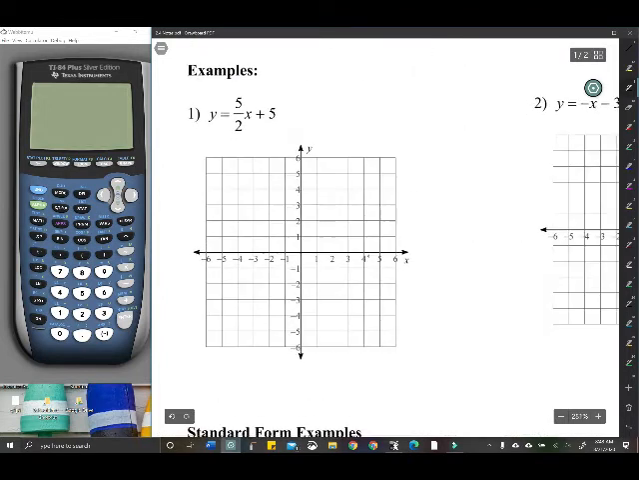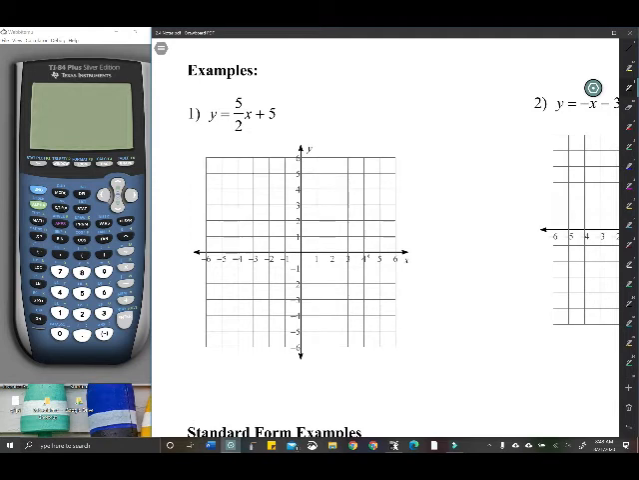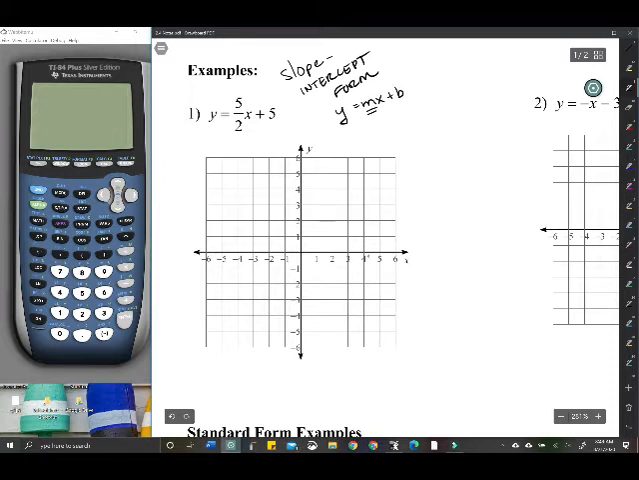First off, examples. These are in what we call slope-intercept form. Slope-intercept form has a slope, so it's y equals mx plus b. m from last lesson is the slope, and b is what we refer to as the y-intercept. The y-intercept is where it crosses the y-axis. Highlighted in blue here is the y-axis.